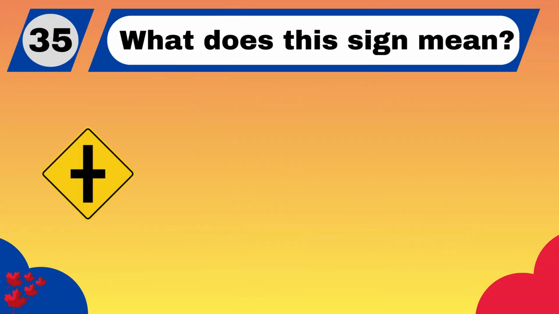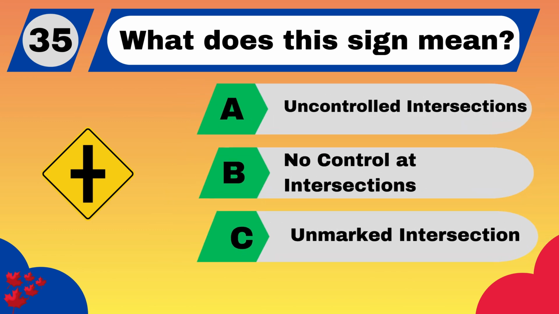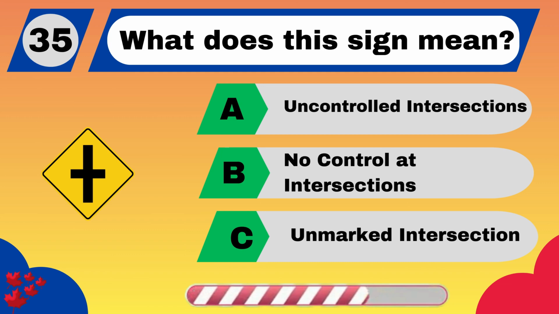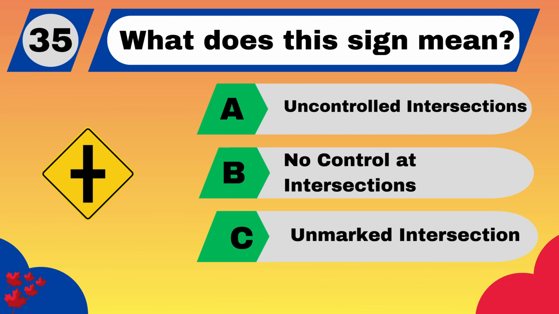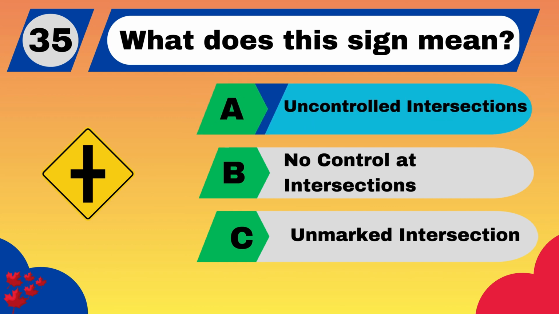Question 35. What does this road sign mean? A. Uncontrolled intersections. B. No control at intersections. C. Unmarked intersection. You're correct. A. This sign warns of uncontrolled intersections ahead.